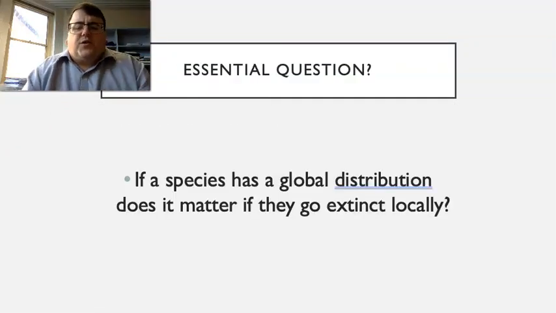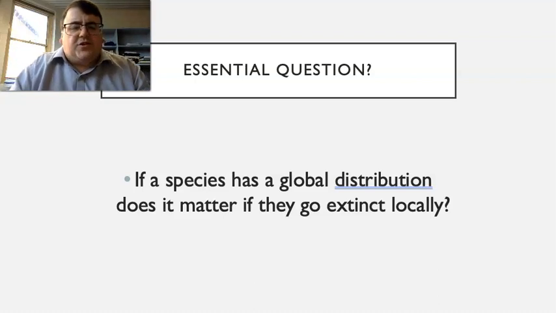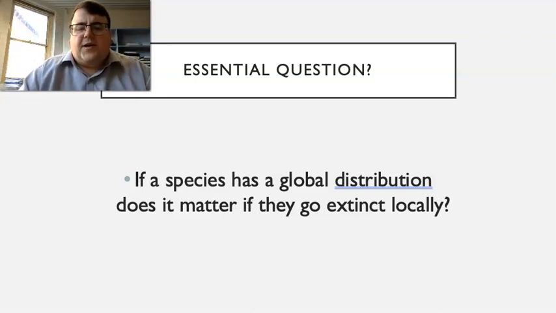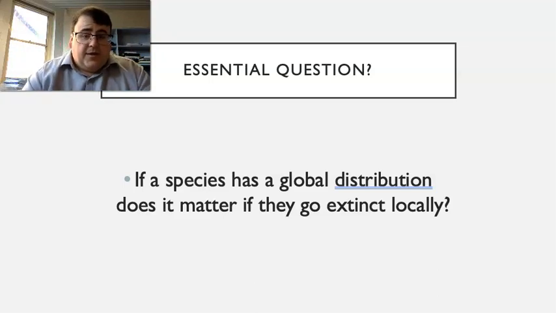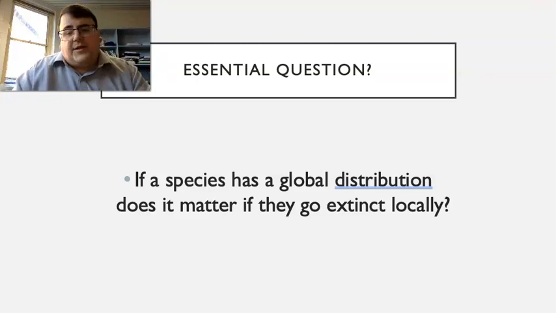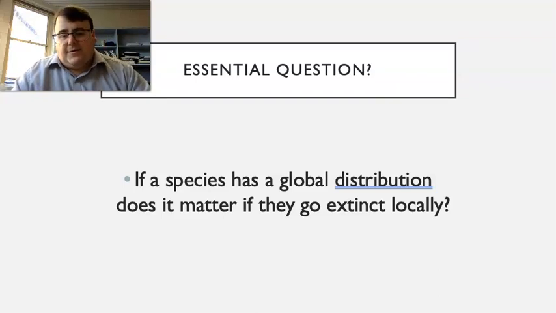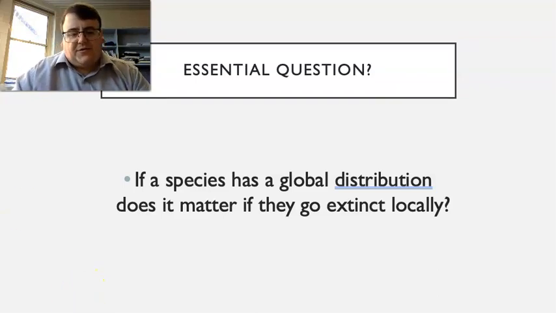So here's an essential question. A really essential question of what we're looking at. If a species has a global distribution, does it matter if they go extinct locally? Again, this is not something that may perfectly be assessed on. This is something I want you to really think about. So if a species has a global distribution, think of bees. Bees are all over the world. Does it matter if they go extinct locally? If bees are removed from Adelaide, does that matter? Have a think about that question.